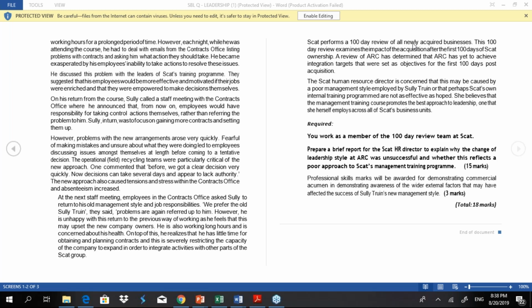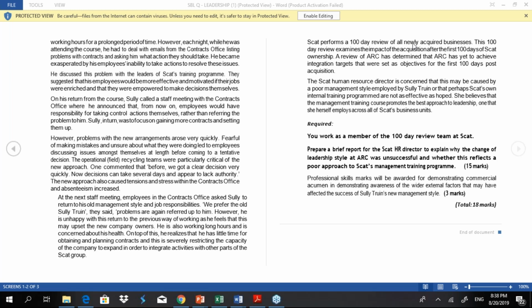You don't have to write 2-3 lines of heading. It can be just one line. So in this case, it can be the reasons for leadership failure at ARC and the effect of SCAT's management training program. A simple subject, a heading.